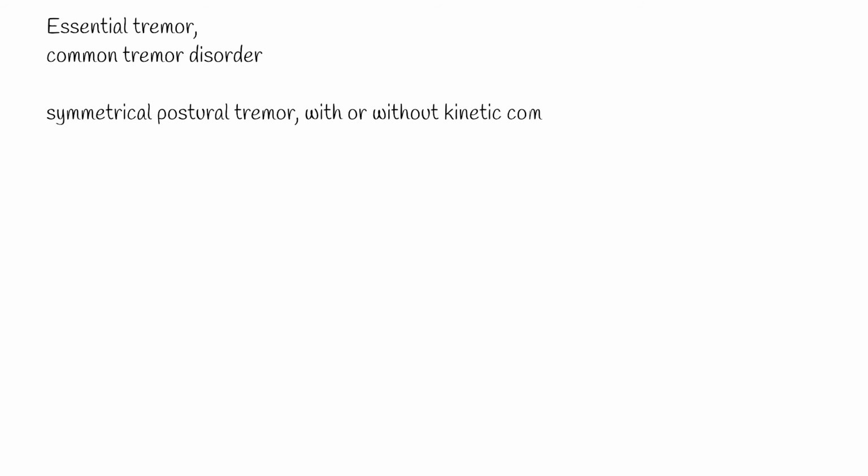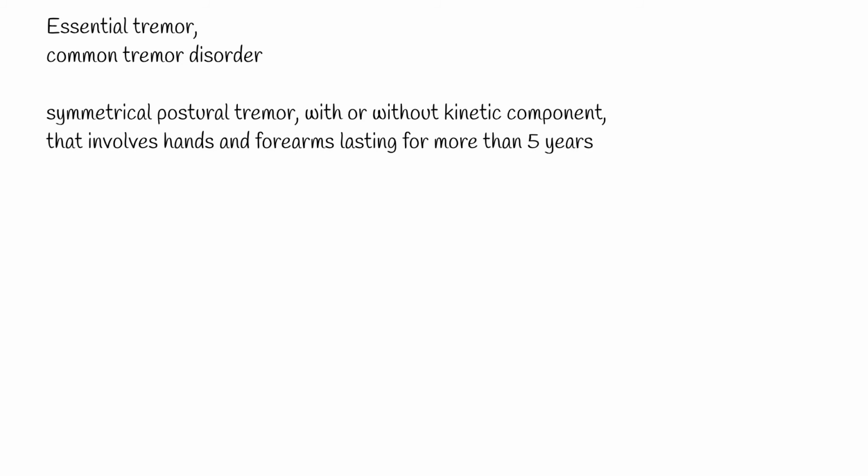Essential tremor is the most common tremor disorder, as well as the most common movement disorder described. Essential tremor is defined as a symmetrical postural tremor, with or without kinetic component, that involves the hands and forearms, lasting for more than 5 years, having a gradual onset, and should not be explained by any other underlying disorder. Age is a risk factor for the development of essential tremor. The tremor in essential tremor may involve other body parts such as voice, head, neck, and legs, but not in isolation without the involvement of hands.